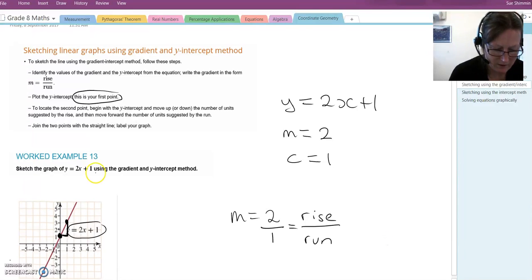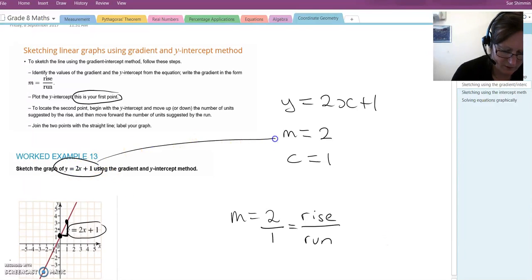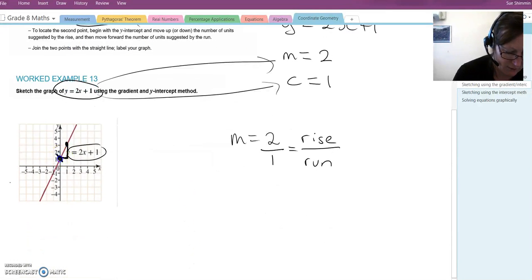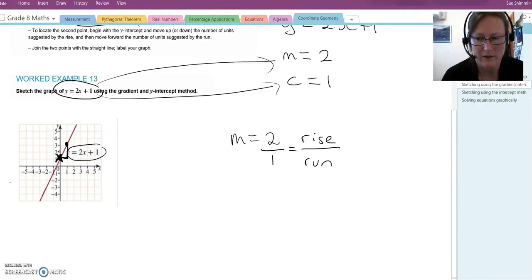So from our equation, we identify the gradient, we identify the y-intercept. The first point that we plot is the y-intercept, so that one goes on first, and then we do our rise over run to get to our second point and join those two points.